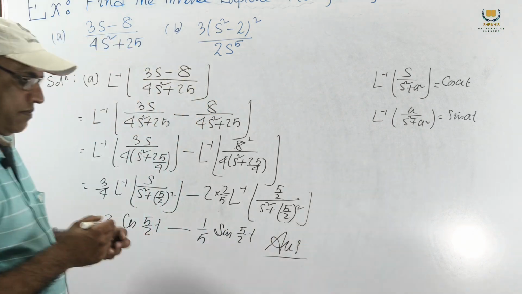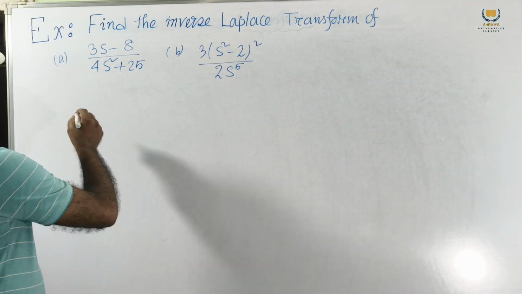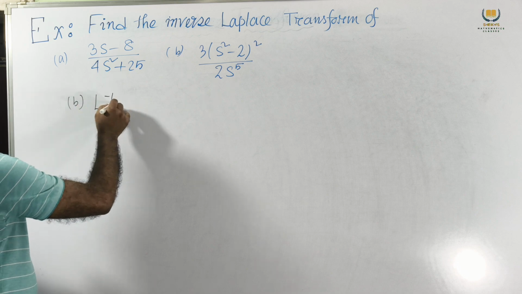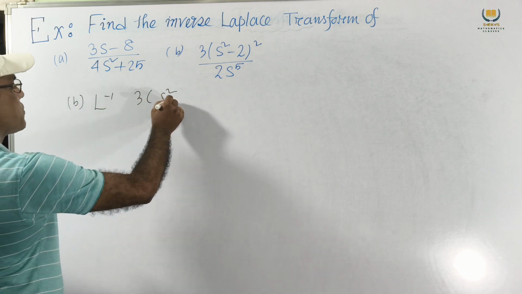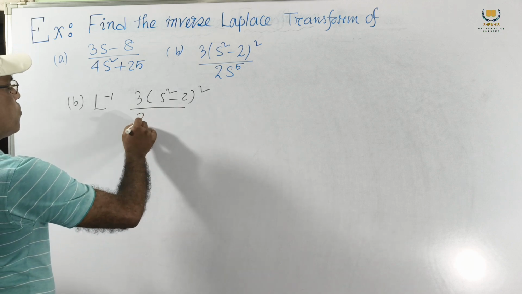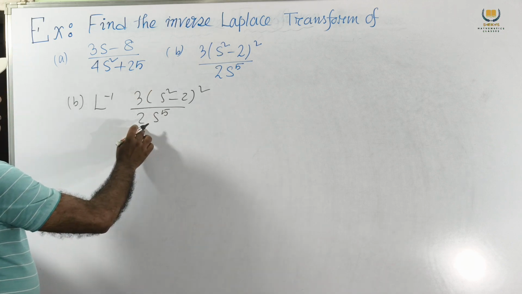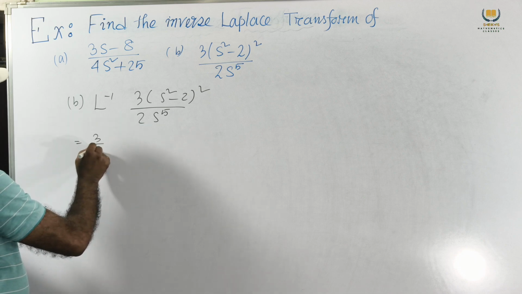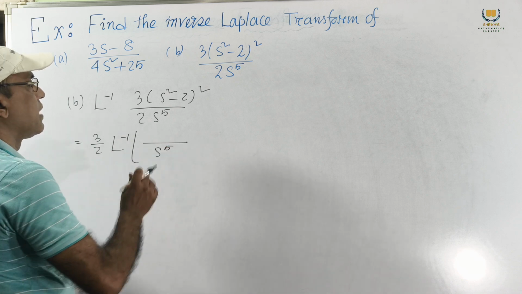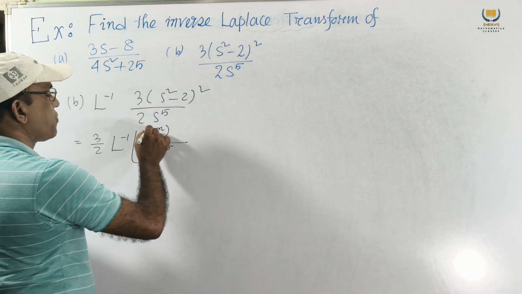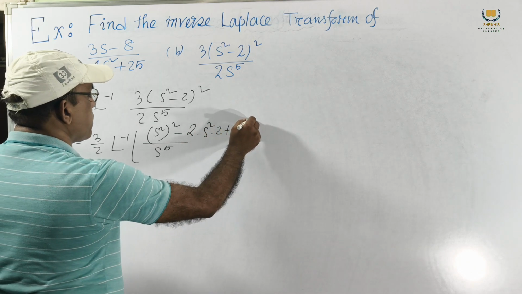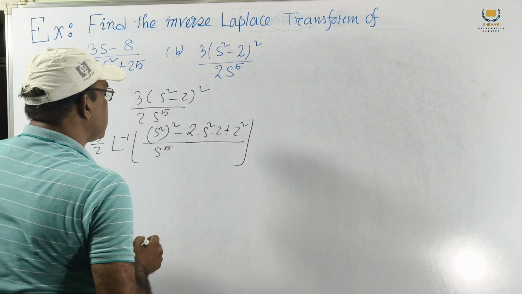Very nice solution. Now number B. Solution number B: L inverse of 3 into s square minus 2 whole square by 2 s to the power 5. 3 by 2 is a constant, it is outside: L inverse of the numerator over s to the power 5. Using a minus b whole square equals a square minus 2ab plus b square, we get this.